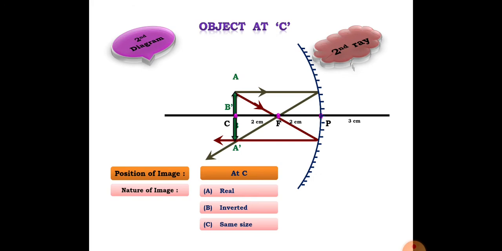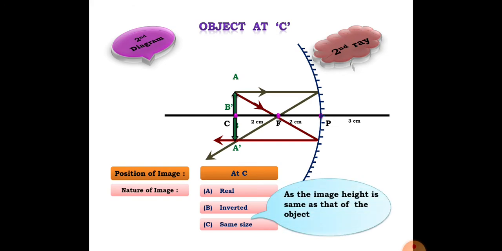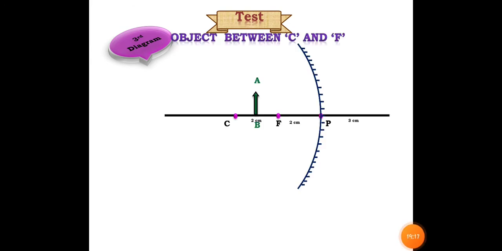Okay, this is how the second ray diagram we have completed. Now next is object is kept between C and F. First object was beyond C, second object on the C. अब object C और F के बीच में रखा है, ठीक है.